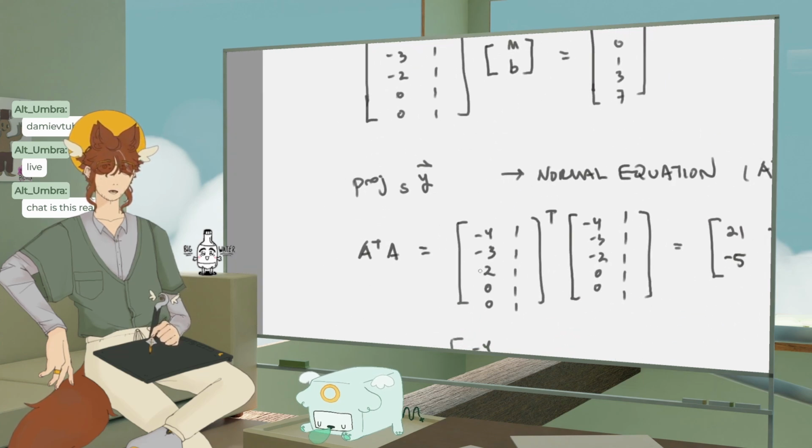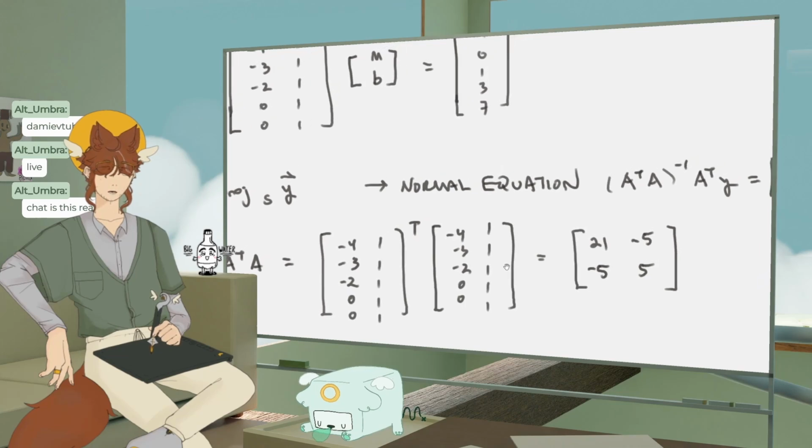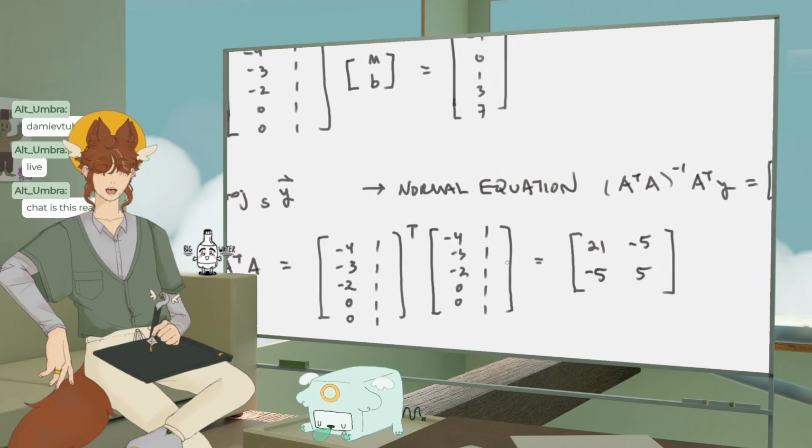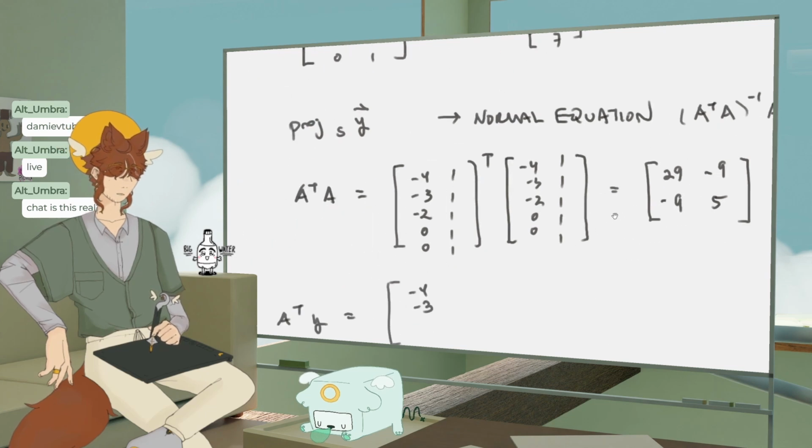Oh wait, this is a -2. That changes everything. What is that? So it's 25 plus 4, 29. And then this is going to be -4, -7, minus 2 is -9. Doesn't change everything, but it changes those. Okay.